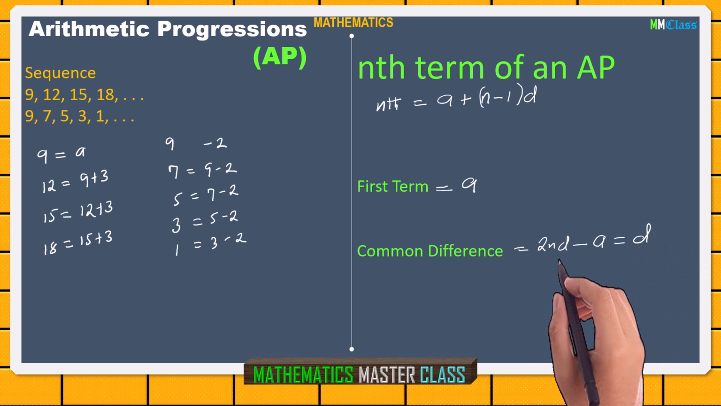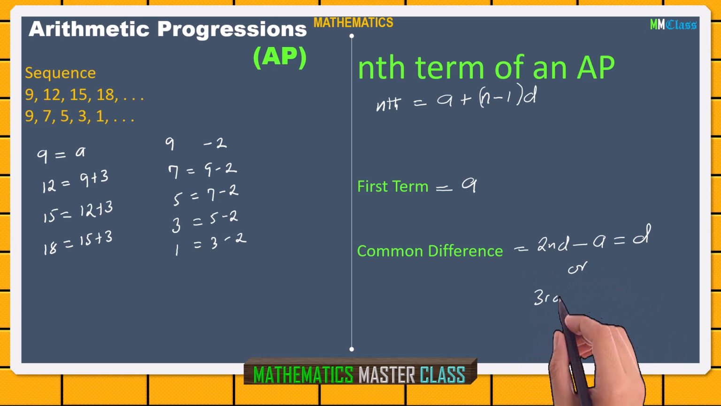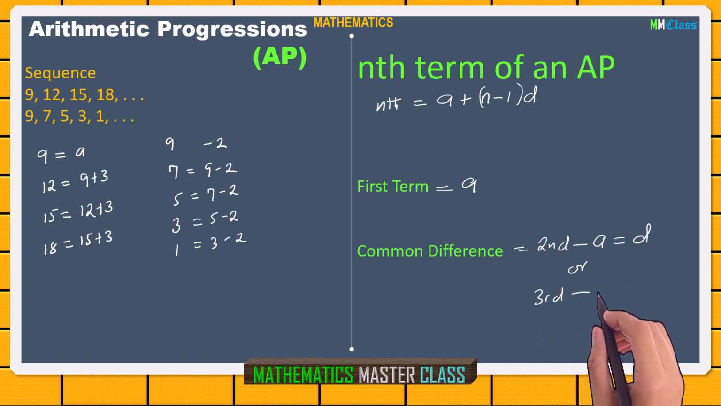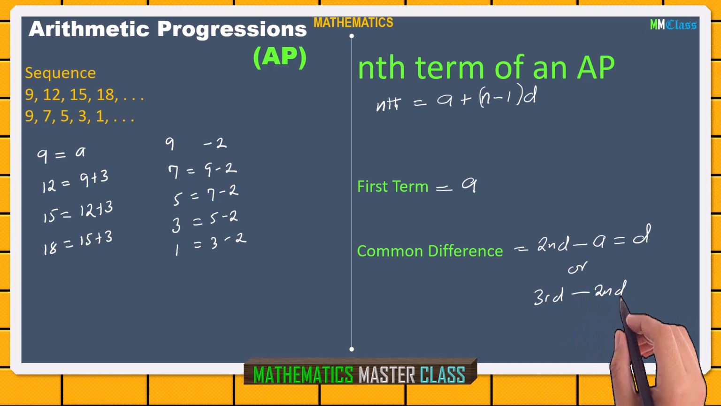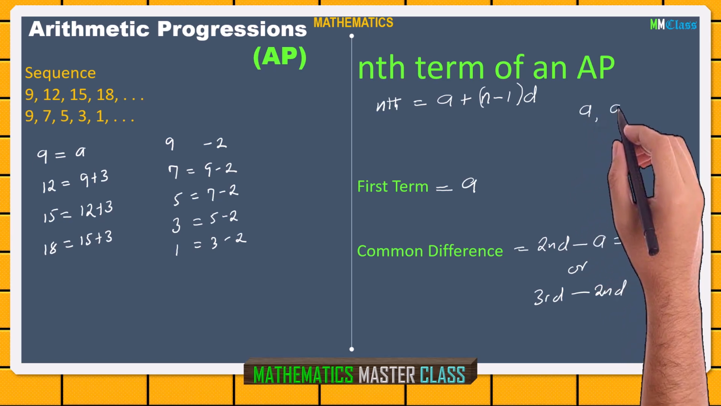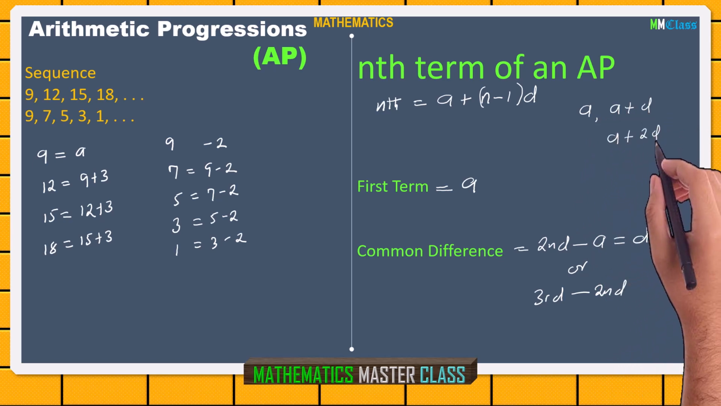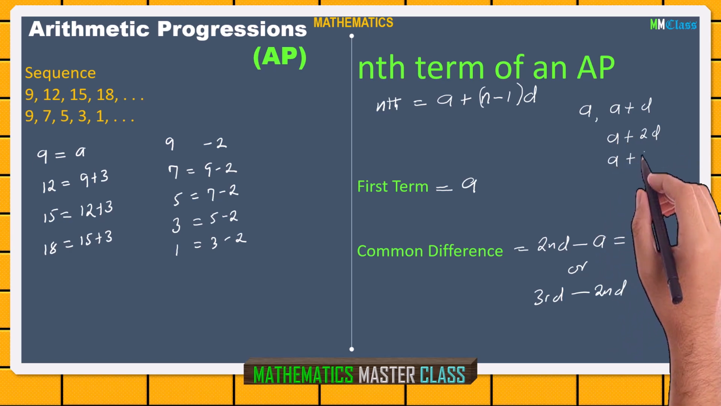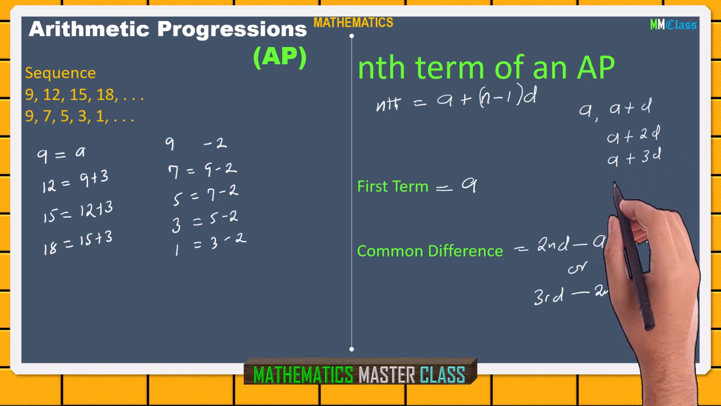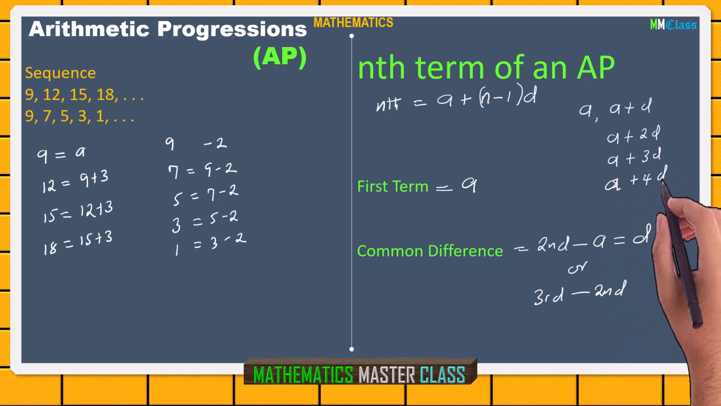It is the second term minus the first term, or the third term minus the second term. So by arrangement, if the first term is A, the second term will be A plus D. The third term will be A plus 2D. The fourth term will be A plus 3D. The fifth term will be A plus 4D. This is how we generate our arithmetic progression.